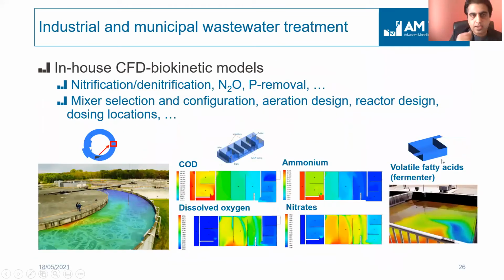Okay, so this was one example, and another very important example is industrial and municipal wastewater treatment plants, where we use CFD with biokinetics, which Wim also mentioned. The kinetics can give you much more insight into your system, not just looking at the velocities or the mixing in general, but also at the process performance, in terms of, for example, COD removal, dissolved oxygen, nitrate production, or ammonia removal, or in the case of a fermenter, volatile fatty acids. So here you see 3 different examples, but they follow the same procedure: you do the CFD, and then on top of that, you integrate kinetics.